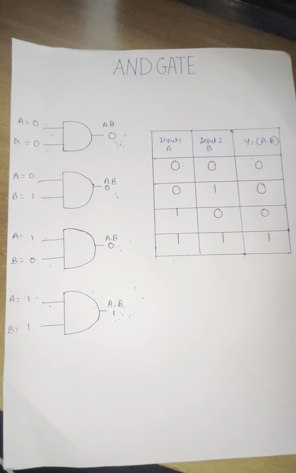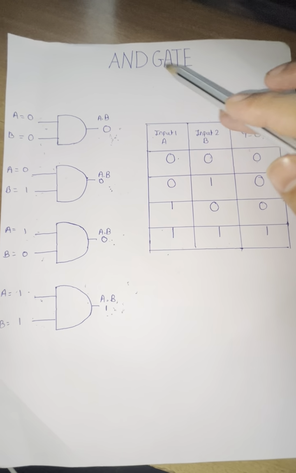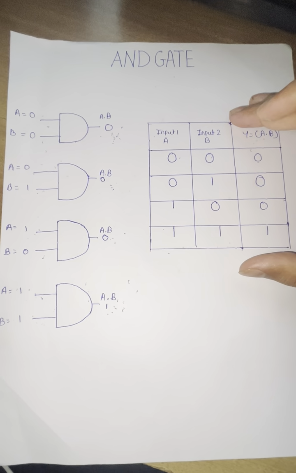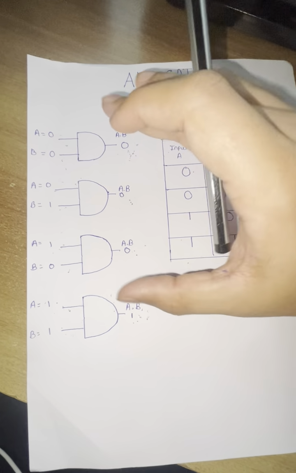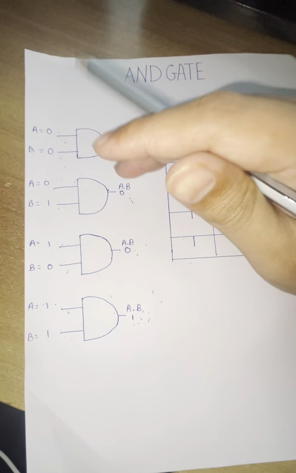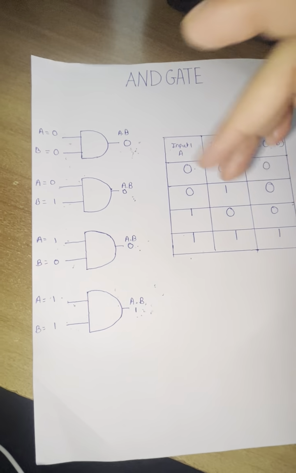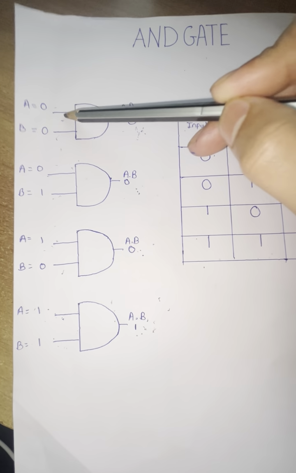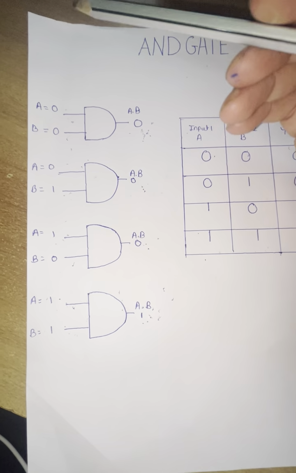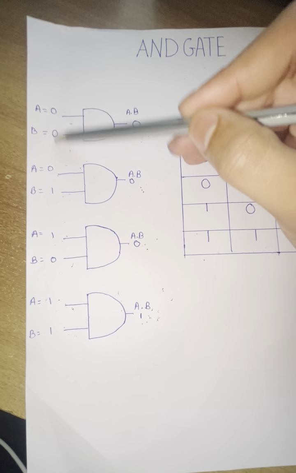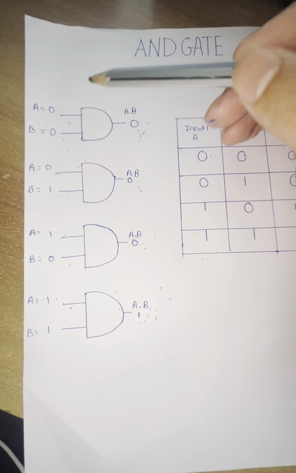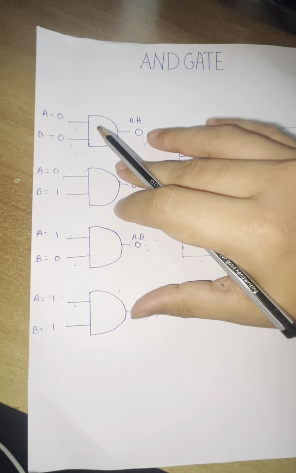So today we will try to learn about AND gate. Here's the truth table and here are some combinations of AND gate. And we will go through each combination one by one. So the first combination, where both the inputs are 0, the output is 0.